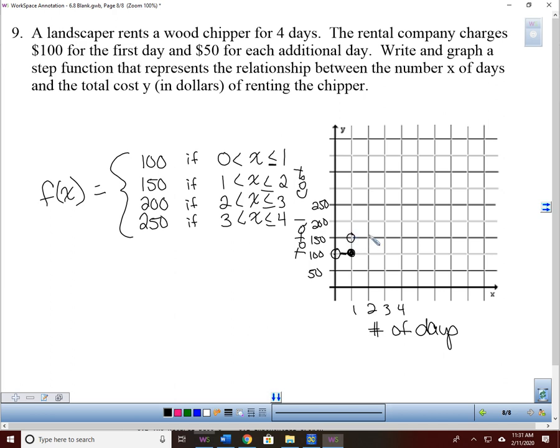Open circle, closed circle, connect. I'm at 200 between 2 and 3. Open circle, closed circle, connect. At 250, I'm between 3 and 4. Anything over 3 days, right? And there you have it.